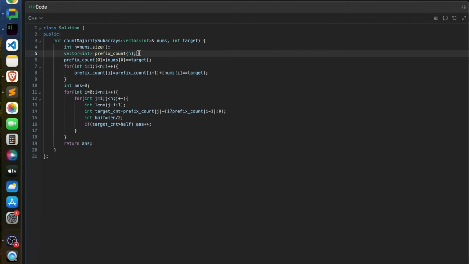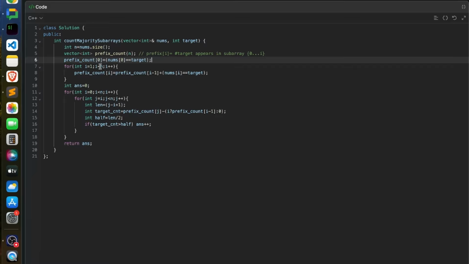This prefix count of i essentially tells you the number of times target appears in the subarray 0 to i. Let me call it prefix count of i, which is nothing but the number of times target appears in subarray 0 to i, right? So what is my prefix count of 0? If your nums of 0 is target, then it would be 1, otherwise 0.